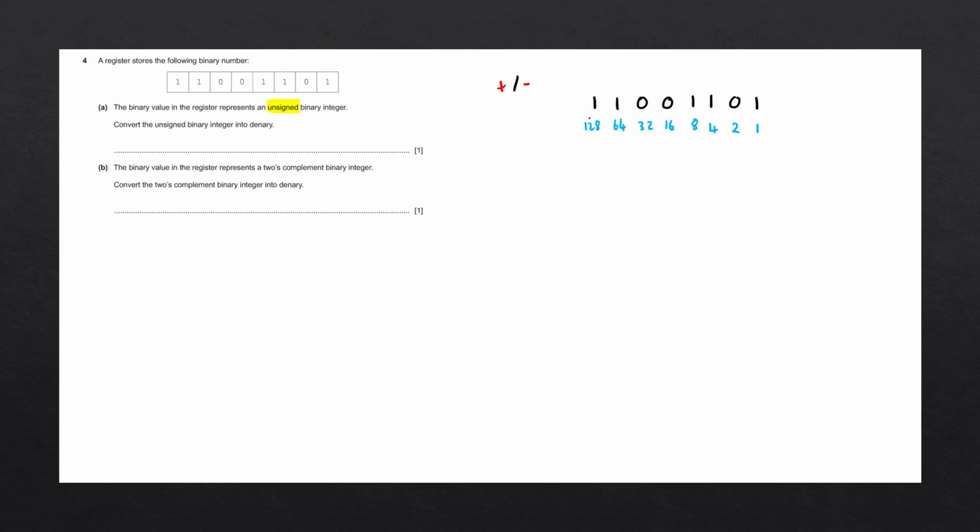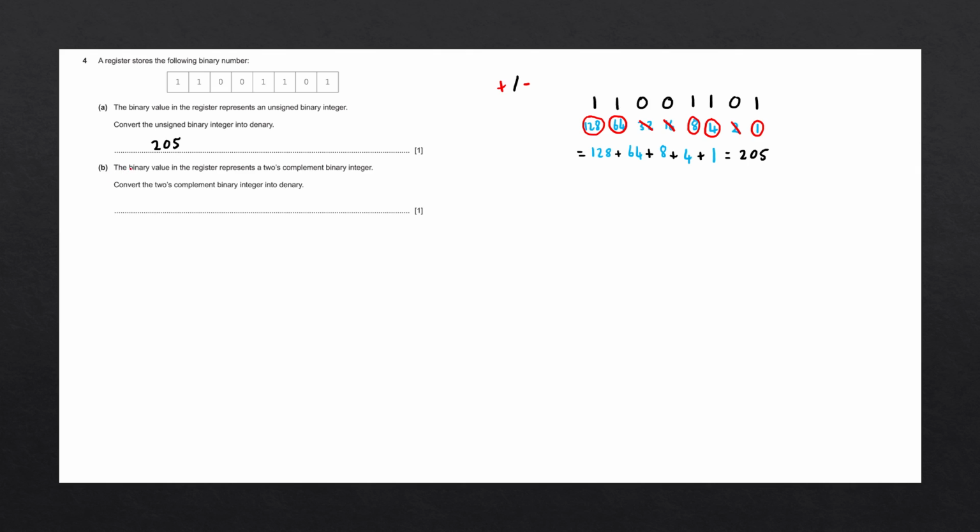First number, we circle the 128, circle 64, cancel 32, cancel 16, circle 8, circle 4, cancel 2, and circle 1. We then add these numbers together. Keep in mind we only want to add up these circled numbers, and the result that we get is going to be 205. Let's write in that answer over here, and that is part A complete.